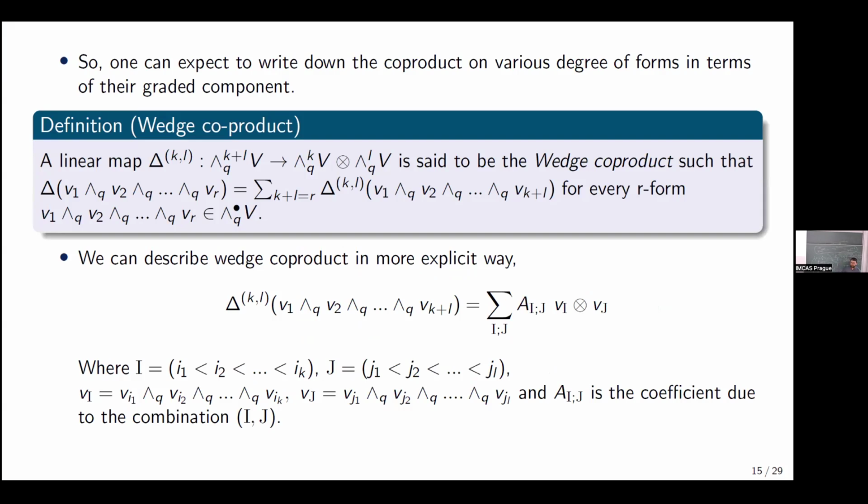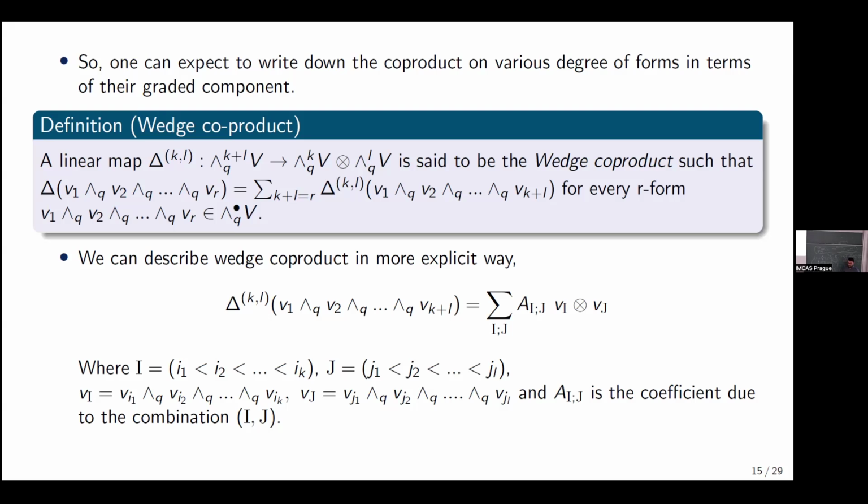So here we get this definition. So it's about the wedge coproduct. You're basically splitting your coproduct into various levels. So this is a map called delta k comma L from the (k+L)-th wedge power to the tensor product of the k-th and L-th wedge powers, such that this second condition holds, which means you are having the coproduct at the level of r forms. It should be like this. So it holds for every form you choose.